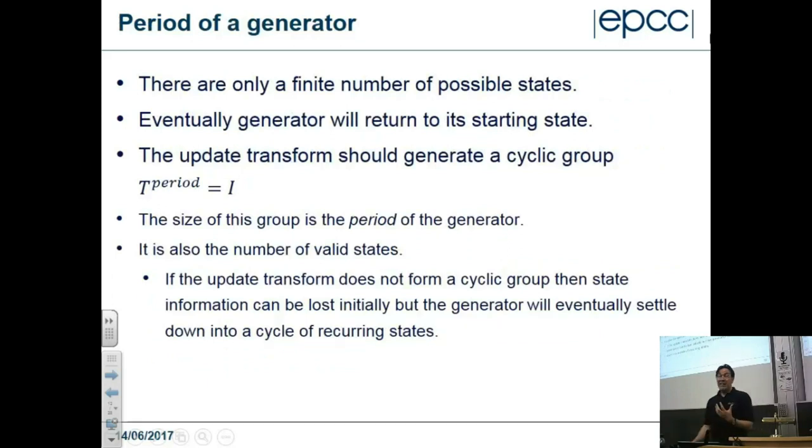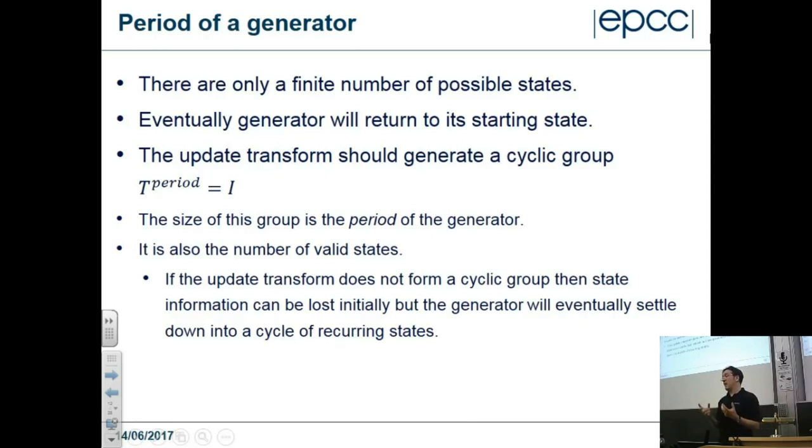So we've talked about the resolution of a random number generator, how fine its distribution is. But also an important thing is the period. There's only a finite number of possible states. You have an internal state, and you have a deterministic transformation which turns it into a second state. That means that no matter how complicated your state is, no matter how many integers or bits you use to store it, there are only a finite number of states. So eventually the generator will return to its starting state. So the size of this group is the period of the generator. How long do you have to run the random number generator until it comes back to the start again?